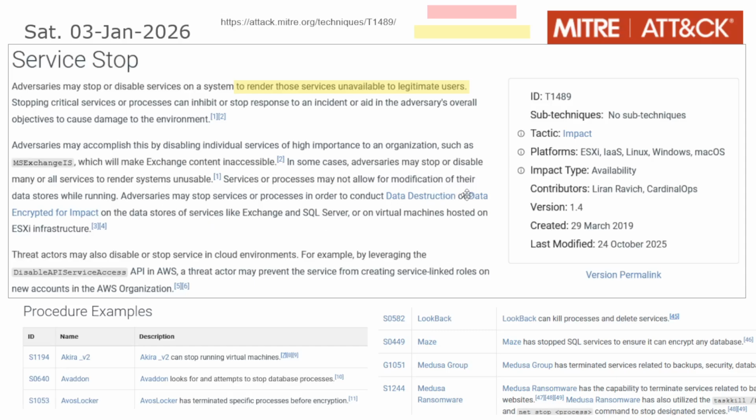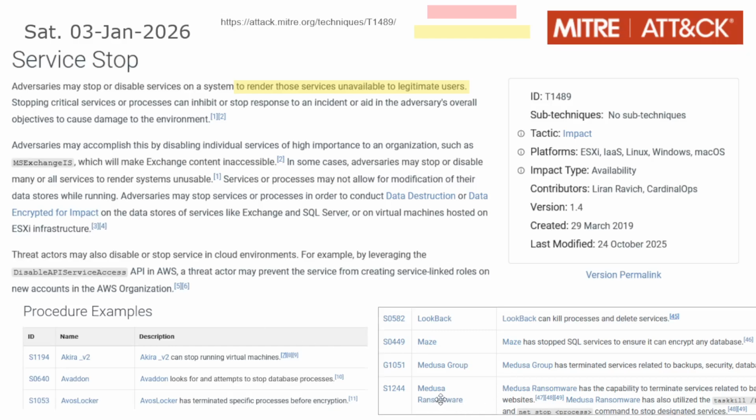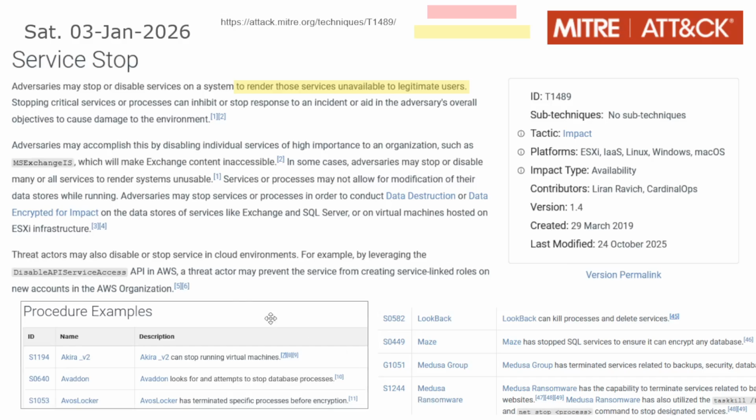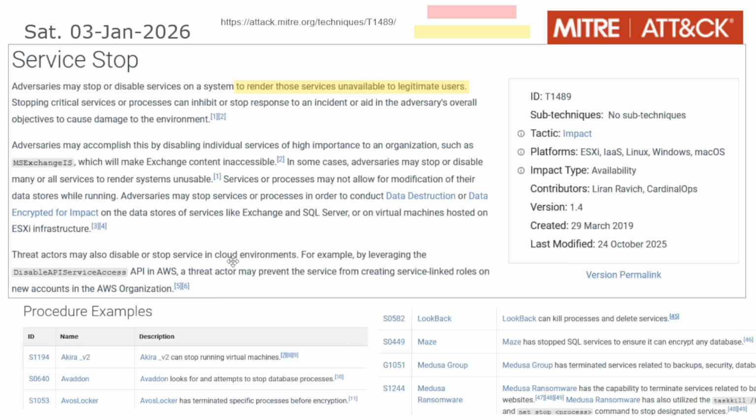Adversaries may stop services or processes in order to conduct data destruction or data encrypted for impact. Yes, so encrypted for impact we had, that's ransomware. We see also at the bottom Medusa ransomware that caught my eye immediately. And so then you have SQL servers and ESXi infrastructures that are also affected. Threat actors may also disable or stop servers in cloud environments. And then there are some examples for cloud environments.